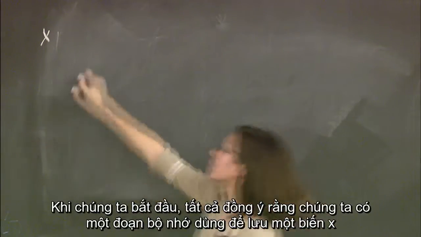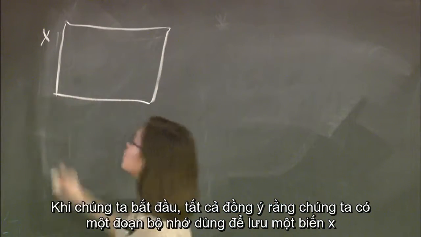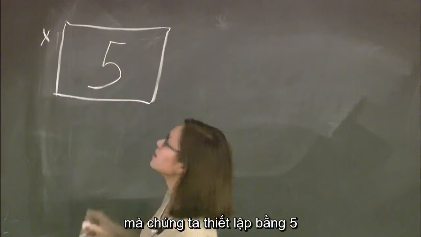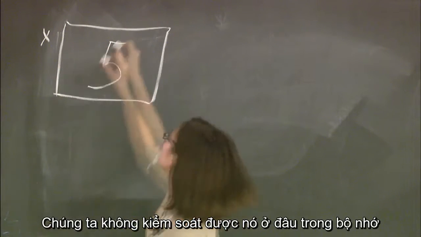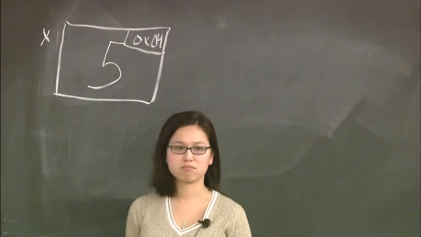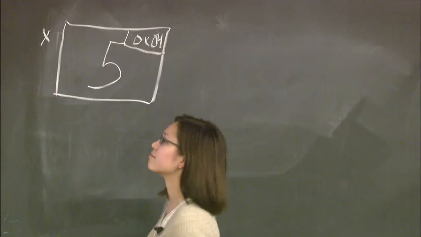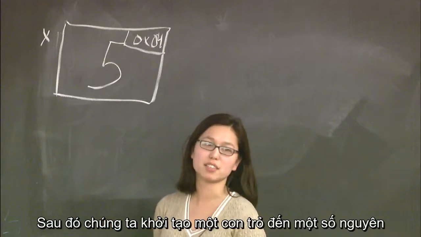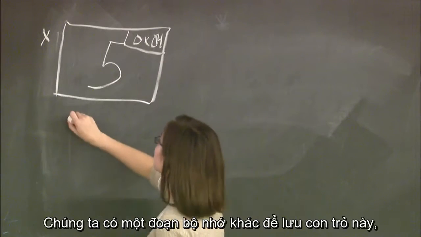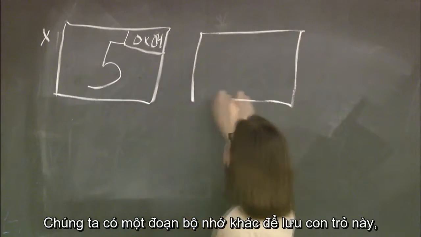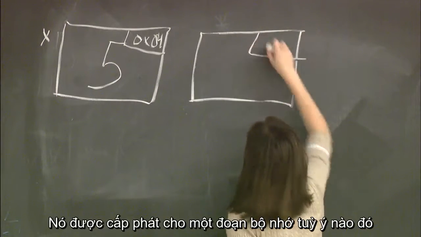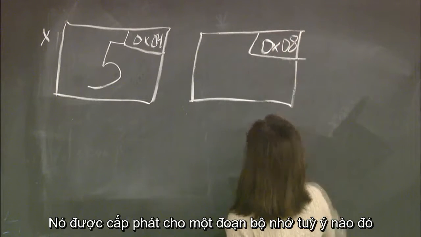When we start, we all agree we have some chunk of memory, that's a variable x, right, that we set equal to 5. We don't control where it is in memory, so this spot is just arbitrarily assigned. Good there? Okay. Then we initialize a pointer to an int, right? That's why it's allowed to point to x, because we have an int in here. We have another chunk of memory, because this pointer is a variable just like anything else. It's arbitrarily assigned some space in memory.